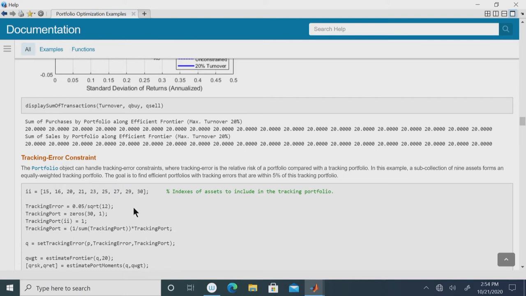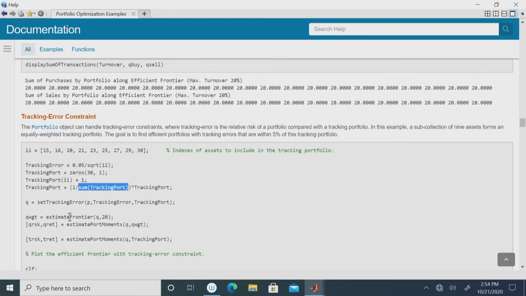So, this will mean that for the 30 entries in the tracking portfolio, only 9 have non-zero values which are all set to be equal to 1. And obviously, then the sum of those weights is going to be equal to 9. So, then you divide by the sum of this tracking portfolio, which is 9. That means that all the 9 entries of 1 that are there will now be converted to 1/9.